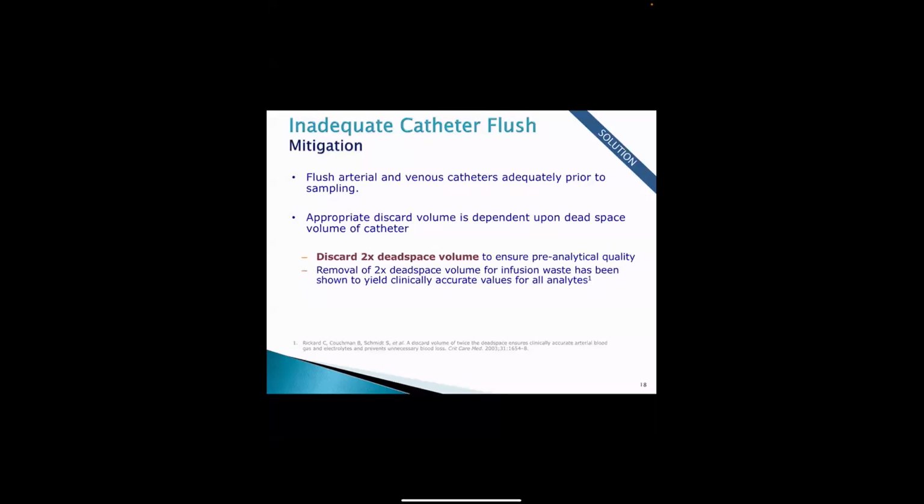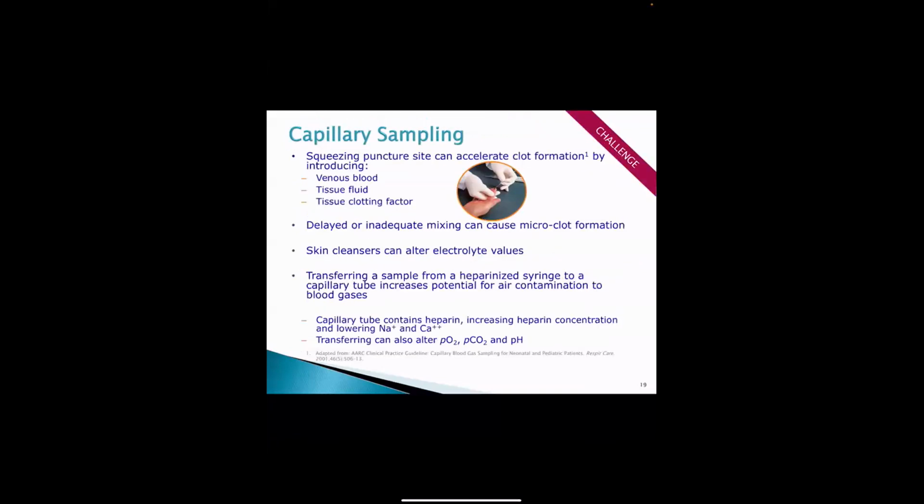The appropriate discard volume depends on the dead space volume of the catheter used. The dead space is the volume in the catheter line from the blood vessel to the draw port of the blood. So it's recommended to discard double the dead space volume to ensure the quality of the sample. Studies showed that removing double the dead space volume as infusion waste will help assure that reported results are accurate.